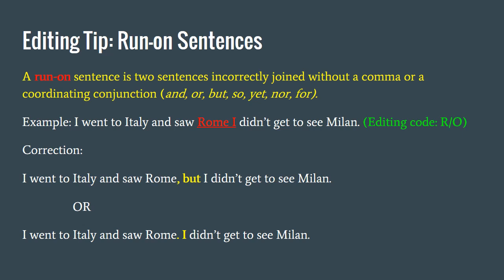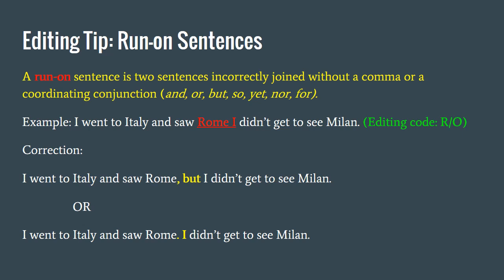I went to Italy and saw Rome. I didn't get to see Milan. Okay, and if I saw this in your paper, I'm going to write R/O because that is a run-on. And that's my tip for you, that you need to break it into sentences or add a comma and a coordinating conjunction like and, or, but, so, yet, nor, or, for.